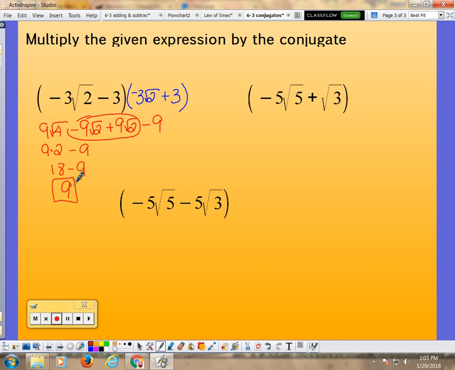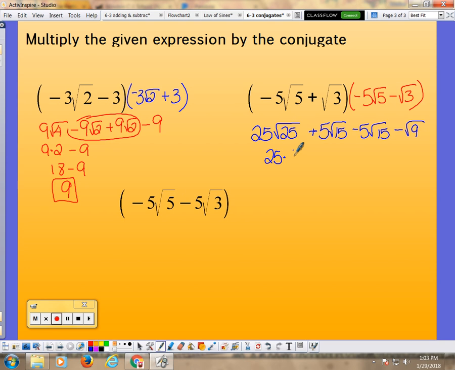What's the conjugate of -5 square root of 5 plus the square root of 3? -5 square root of 5 minus the square root of 3. So let's work all this out. I get -5 times -5 is 25, times the square root of 5 times 5, which is also 25. -5 times that -3 on the end down there is going to make a positive 5 square root of 15. The positive square root of 3 and this -5 square root of 5 is going to give me a minus 5 square root of 15. And last but not least, the positive square root of 3 and a minus square root of 3 is going to be a minus square root of 9.